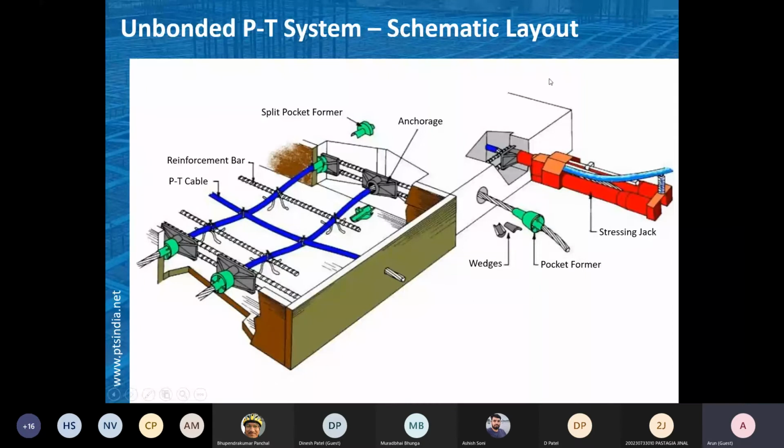You have a single cable, so it has more integrity aspects, because one spool, one coil of the cable has a length of around 3 kilometers. So you'll have a seamless reinforcement throughout, from one end to the other end of your building, with the help of this kind of technology.